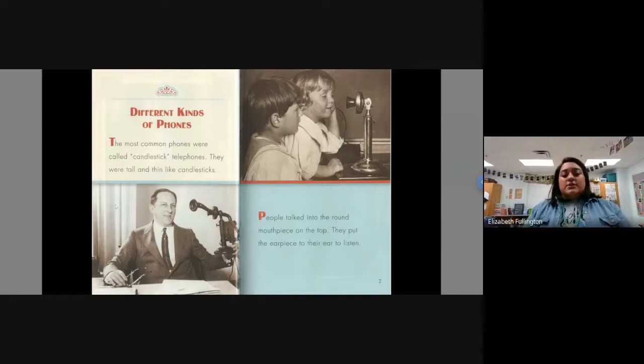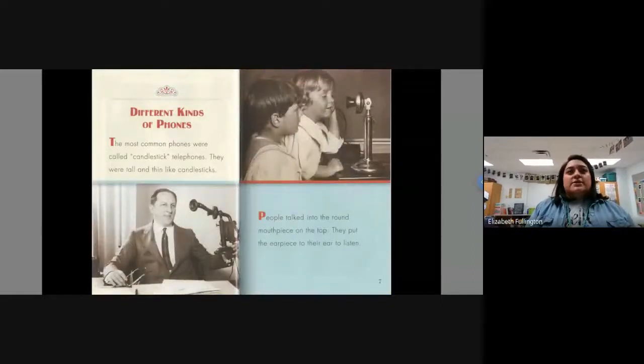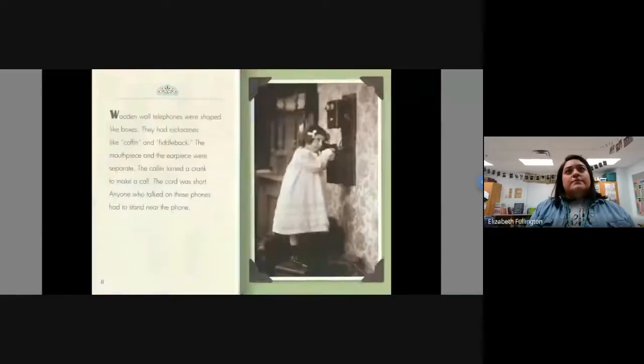So let's see if we can see it on the back one. Nope, this one's not one of them. That's an actual earpiece phone. All right, so let's see about another one. It says wooden wall telephones were shaped like boxes. They had nicknames like coffin and fiddleback. The mouthpiece and the earpiece were separate. The caller turned a crank to make a call.